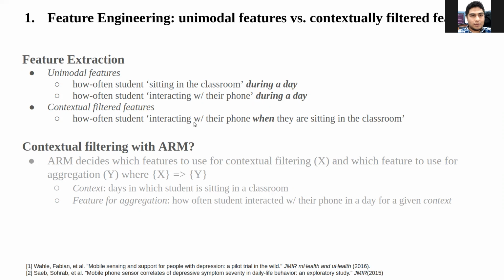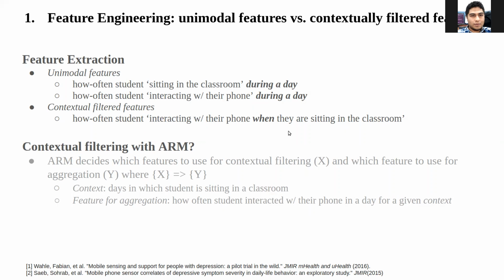Why? Because phone interaction time and phone interaction time when the student is sitting in a classroom are contextually related, right? They capture certain behavior. But if we use these unimodal features, they are not very meaningful. They are, of course, useful because they are features, but they don't capture context.